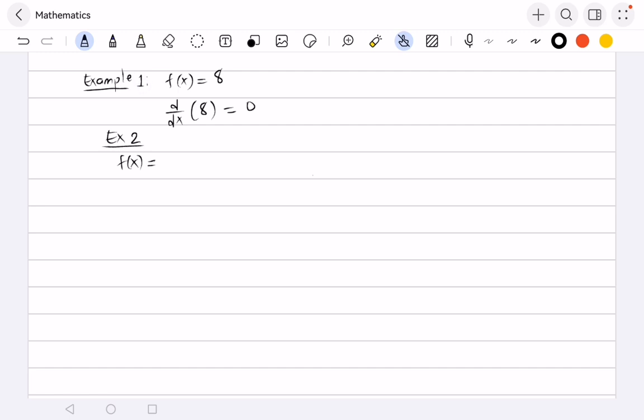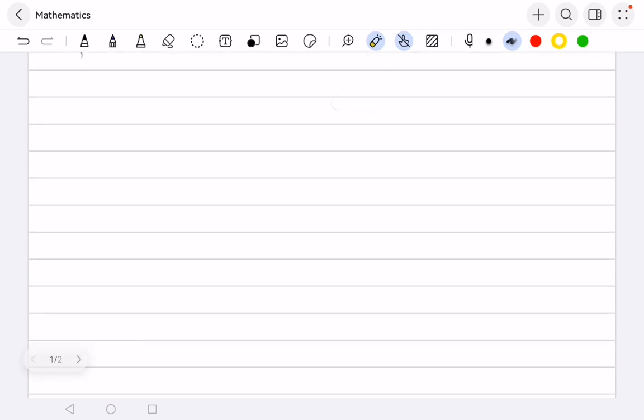If we have, for example, f of x equals minus pi over 2, then f prime is another way of writing df over dx. This means the derivative of f, right? So the derivative of f in this case will be 0. Why? Because this here is a constant.